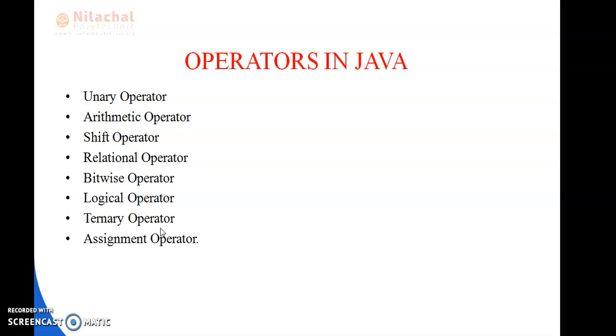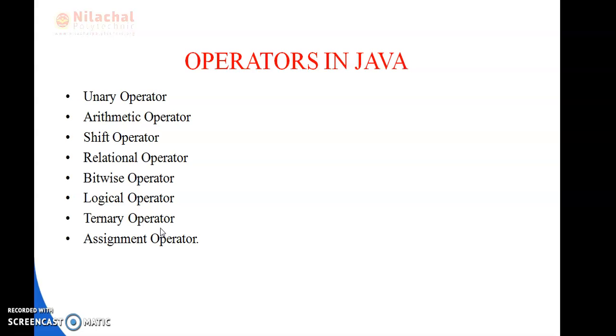description we will study what the Java unary operator is. Java unary operator requires only one operand. Unary operator is used to perform various operations like incrementing or decrementing a value by 1, negating an expression, and inverting the value of a boolean.